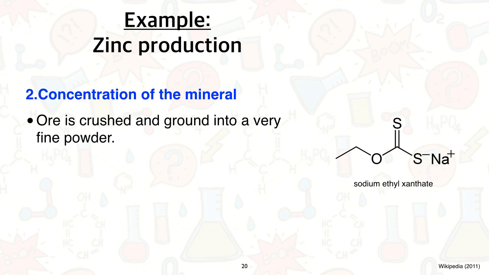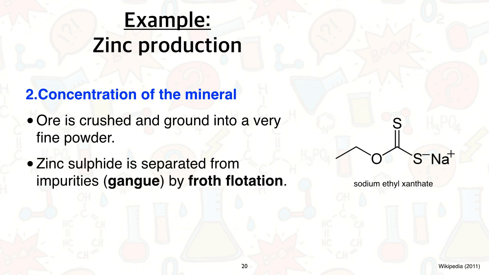The second step, to concentrate the mineral, we crush and grind the ore into a very fine powder. So any reactions that follow from this, or any physical processes that also occur, like the one we're going to talk about in a moment, it's going to help encourage these processes to occur. So increase physical as well as chemical process rates. So the zinc sulfide gets separated from impurities, which we call the gangue, by froth flotation. Just keep in mind, flotation doesn't have an A after that first O.